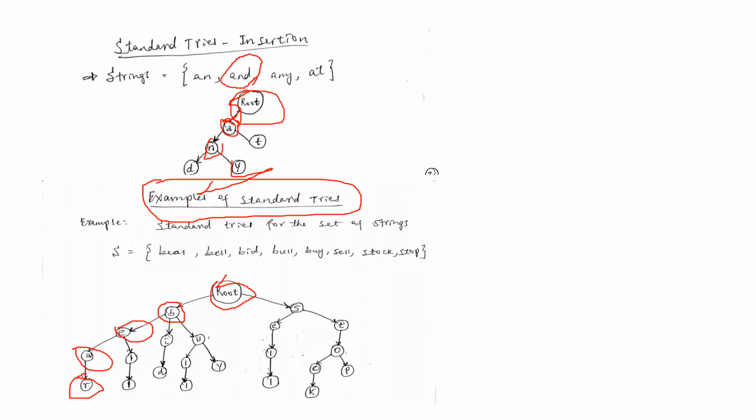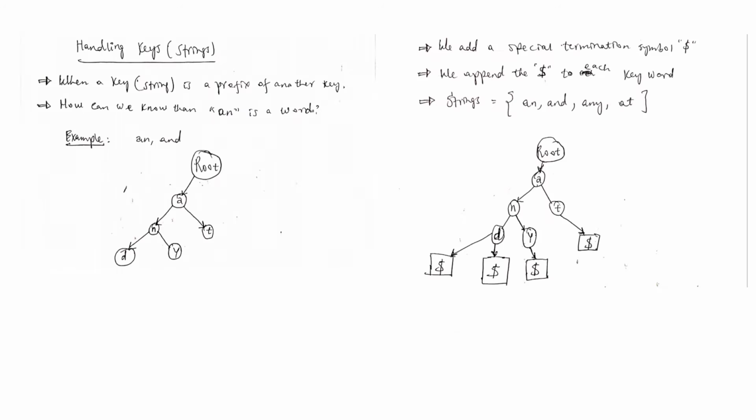This is another advantage of a standard tree. So when we come to handling keys or strings, when a key or string is a prefix of another key, we use this one. Also, how can we know whether "an" is a word or not? We have to draw the structure, and we can verify it: "an" is a word.